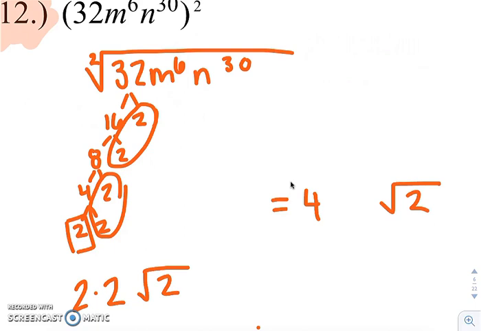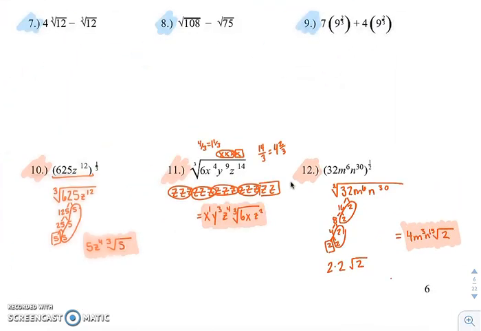So let's do our m's. 2 goes into 6 how many times? 3 evenly. 2 goes into 30 how many times? 15 evenly. So 4 times m to the 3rd times n to the 15 square root 2 would be our simplified answer here. We've pulled out all of those perfect roots within each expression. And that's all you're doing every single time when you're simplifying a radical expression. Finding those perfect roots given whatever root you're working with.